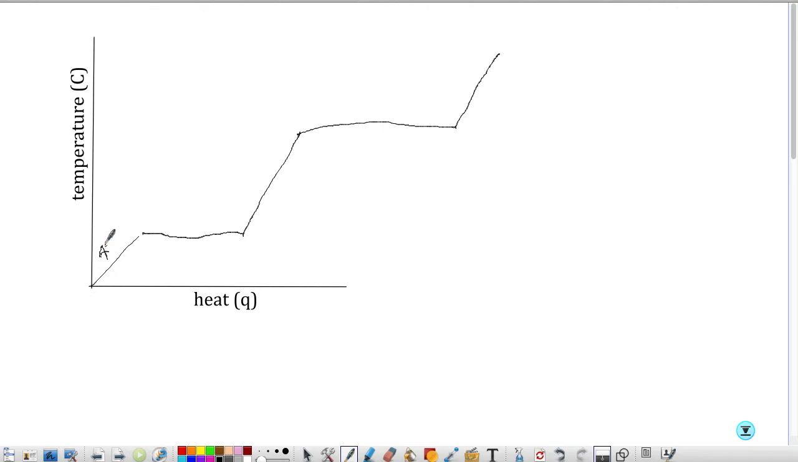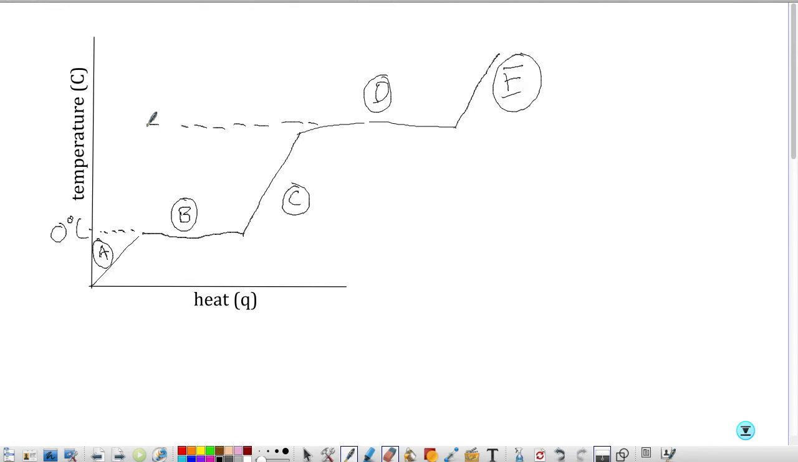Let's call this region A, region B, region C, region D, and region E. And maybe as a clue, if we're talking about water, this temperature is 0 degrees Celsius, and this temperature is 100 degrees Celsius. Now that might clue you in as to what's going on.